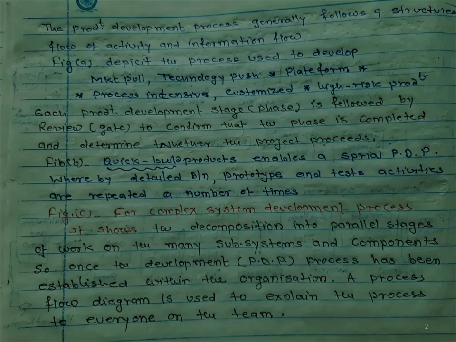Whereas the third figure, for the complex system development process, shows the decomposition into parallel stages of work on the many subsystems. That means these are products in which we are using various subsystems, so we can work on many systems and components in parallel. Once the development process has been established within the organization, a process flow diagram is used to explain the process to everyone on the team.